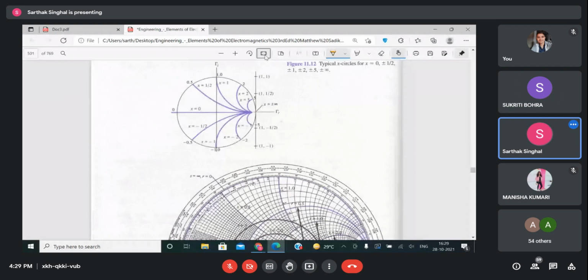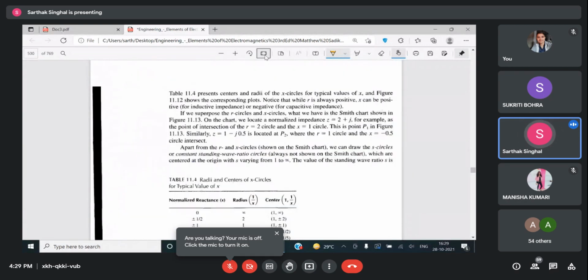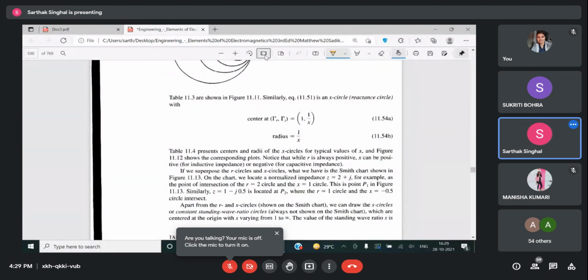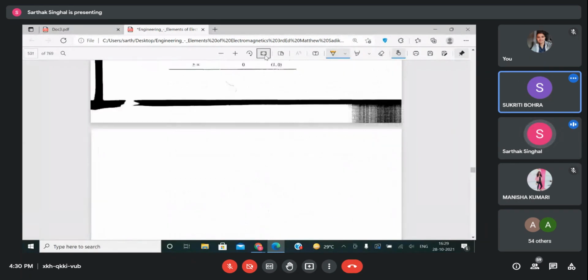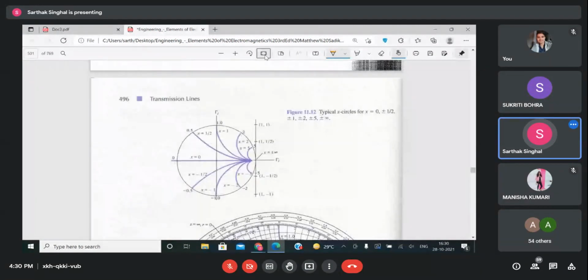And what will be the radius and center for x equal to 0? 1 comma infinity and infinity. Yeah. So we will represent it by a straight line. Okay? Yes, sir. Simple straight line.